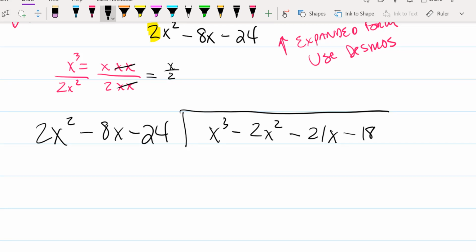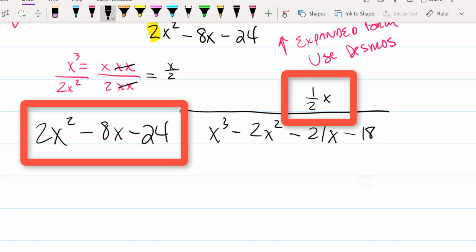All right, so we're going to have that x over 2. So what I'm going to do is write that as 1/2 x, because that means the same thing. And I'm going to take 1/2 x and multiply it by each term on the outside. So I'm going to have an x cubed when I multiply 1/2 x times 2x squared. 1/2 x times minus 8x gives me minus 4x. And 1/2 x times minus 24 gives me minus 12x.